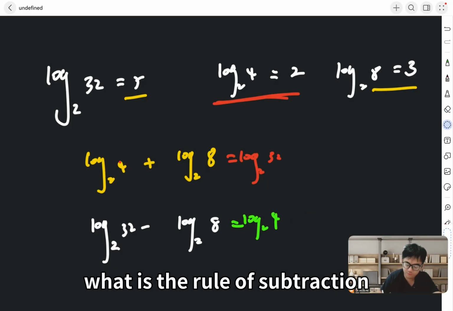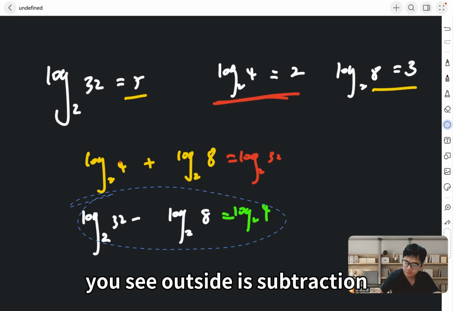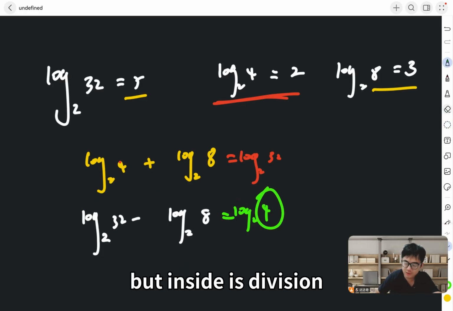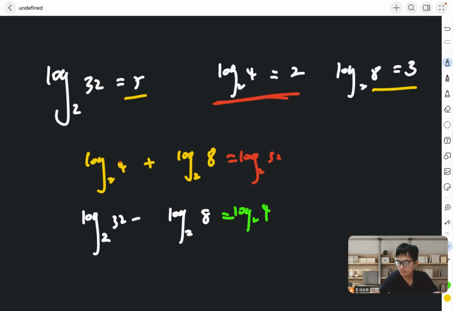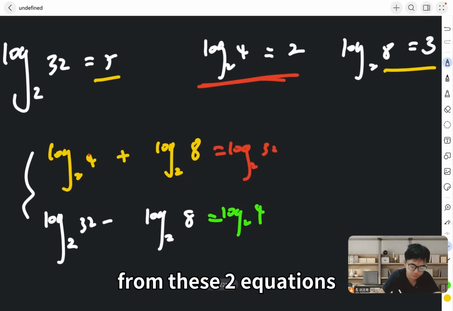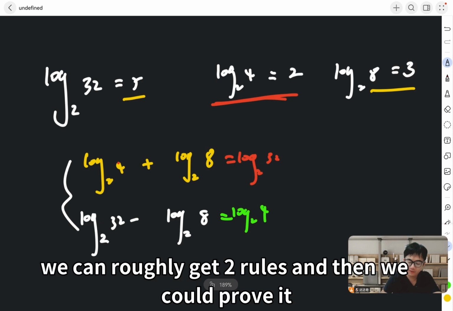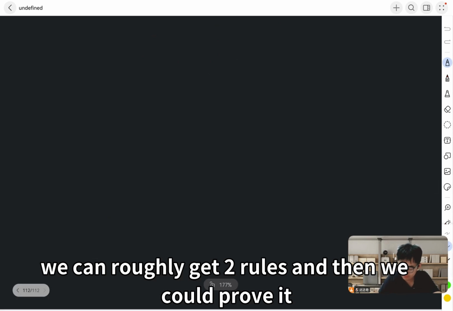So you can observe the rules here. What is the rule of subtraction? You see, outside it's subtraction, but inside is division. So from these two equations, we can roughly get two rules, and then we could prove them.